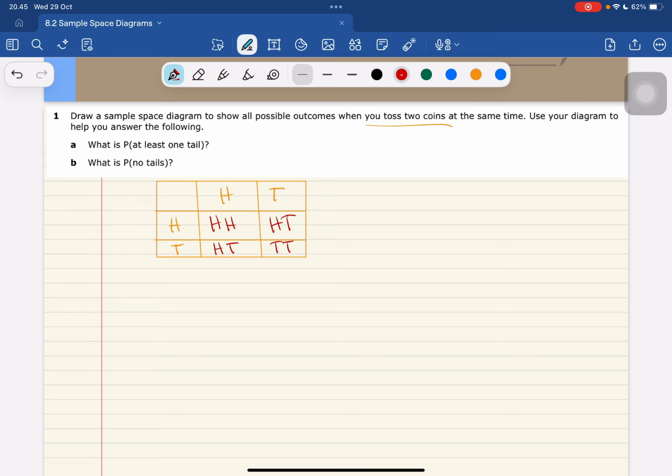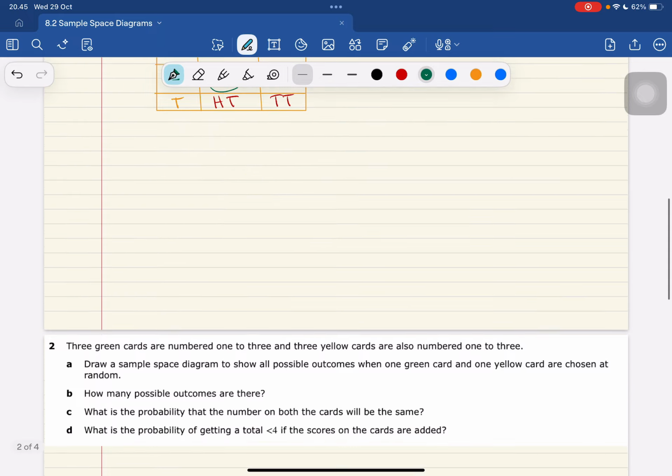So what is the probability for A, at least one tail? We got 3/4. What is the probability of no tails? Without T is only 1. So it's only 1/4. There it is.